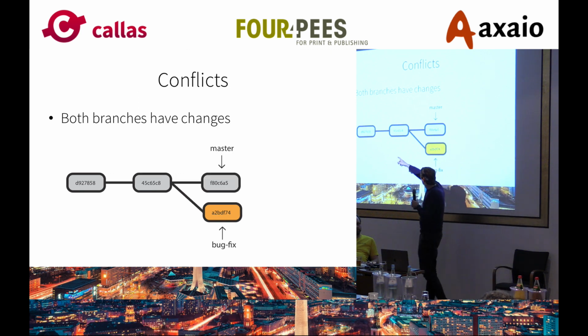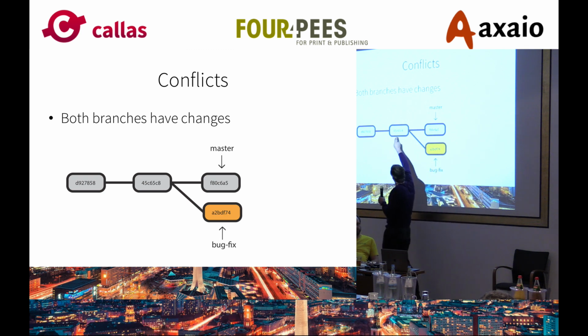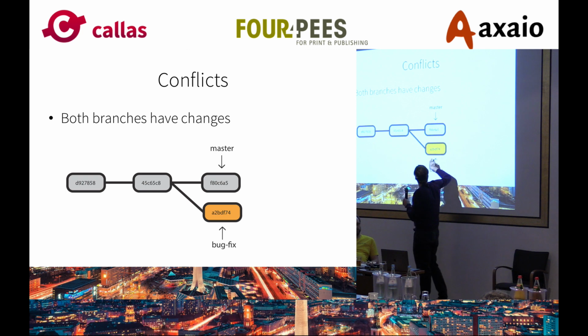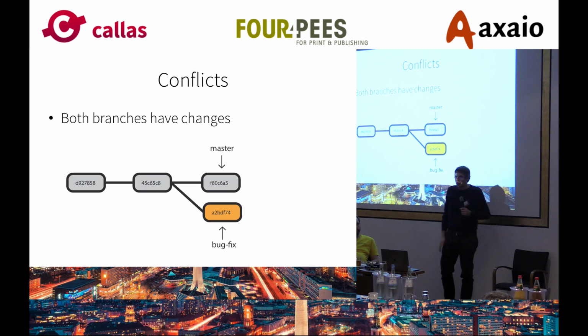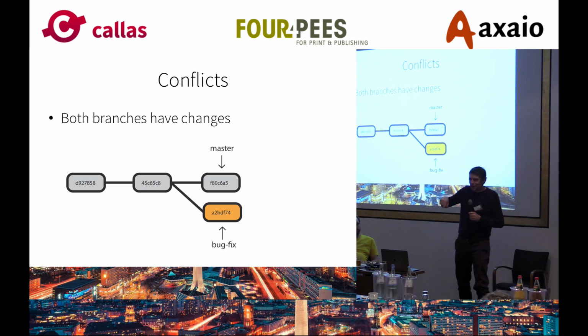In this case, we have 4 commits in our repository. So we started here, we made one commit, we created a branch, made a commit on that branch, and made another commit on the other branch. So now what shall the system do if we want to merge the changes in the branch back into the master branch?